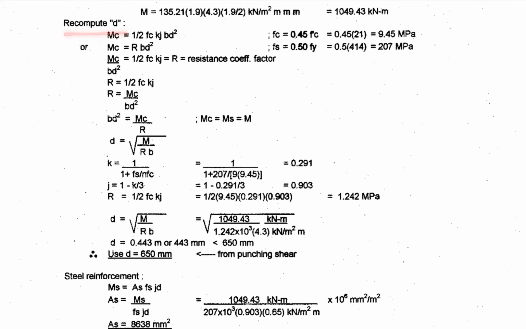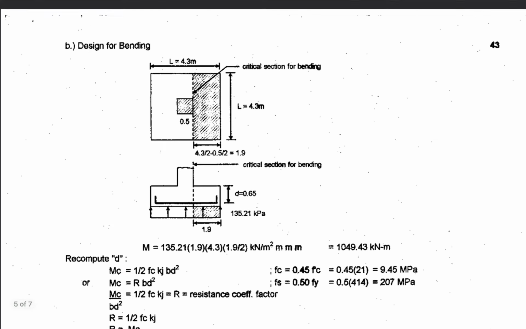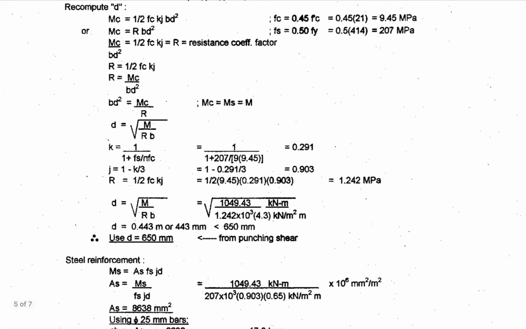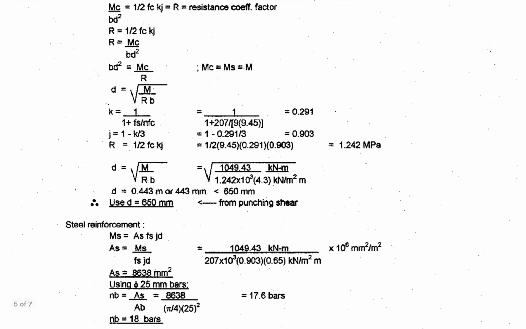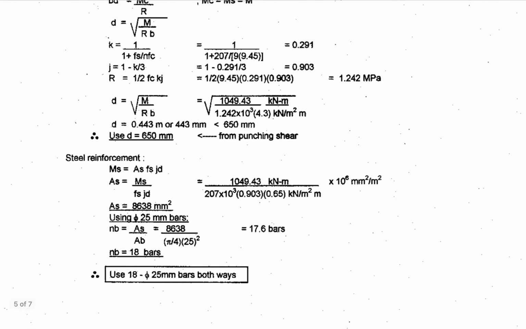Whichever is the higher. If the recomputed D for the bending is much greater than the punching shear, then maybe we will use that one, if that is bigger or higher than your D from punching shear. But since we have a higher D from punching shear, we will use this D, which is 650. And then next is the steel reinforcement.